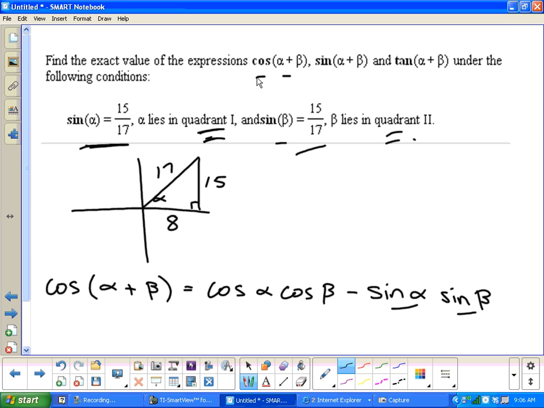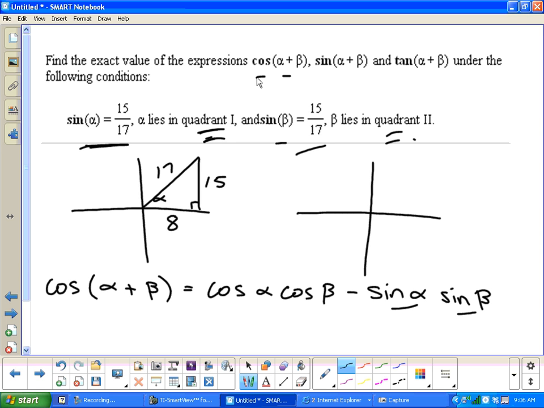Now, this is actually a nice problem because this is what's called a nice triple. Remember what we talked about triples were? The three sides of triangles are nice numbers. These get incredibly nasty when you get one of these that's not a triple. Okay? Because when it's not a triple, you get a radical. Now, let's do the beta triangle.